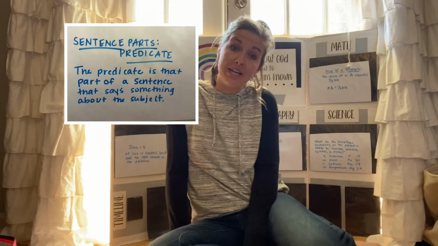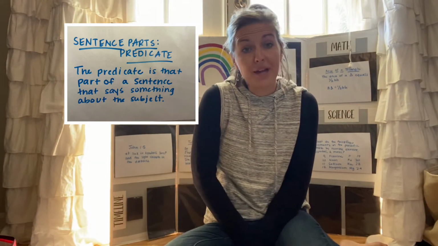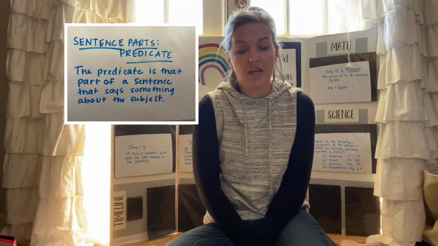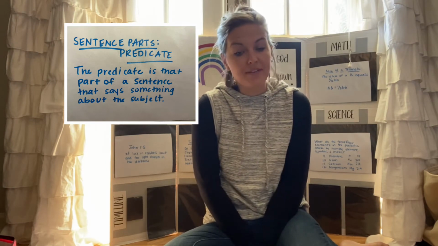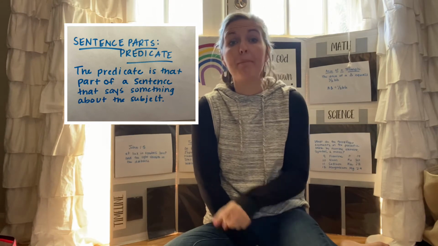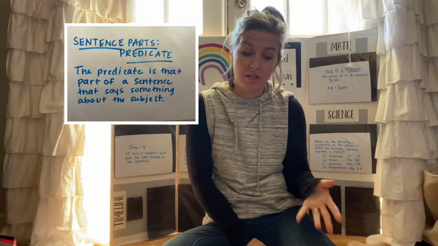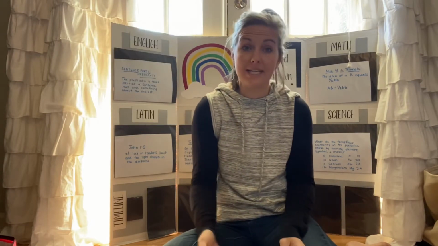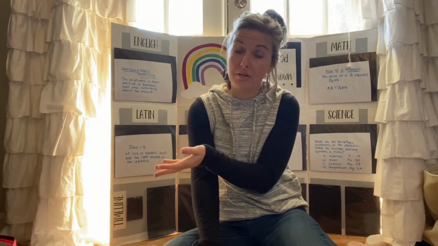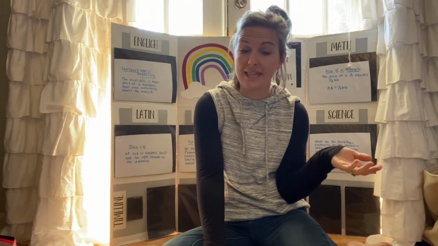Okay, this week for English, we're talking about the predicate part of the sentence. The predicate is that part of a sentence that says something about the subject. So last week we talked about the subject. So if we said the horse is galloping, the subject would be horse and the predicate would be is galloping because it's talking about the horse. So let's say that one more time. The predicate is that part of a sentence that says something about the subject.